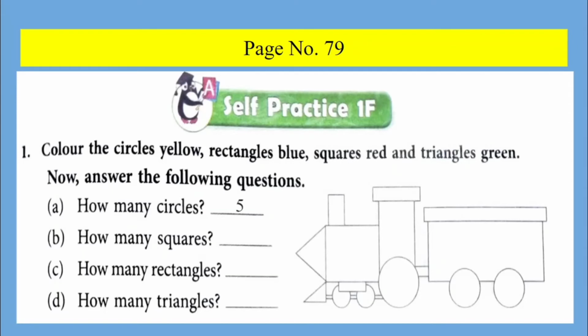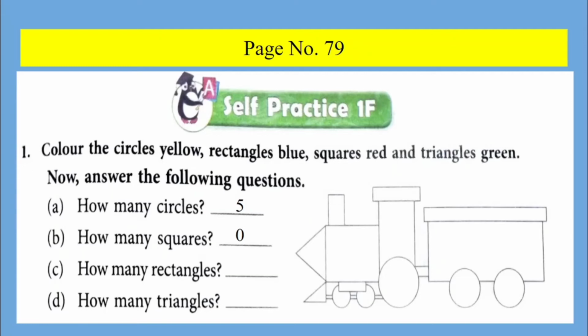Yes, there are 5 circles. Now, look at question number B. How many squares? So now tell me, how many squares have you colored red? Yes, we haven't colored any squares red, so there is no square, so we will write a 0.